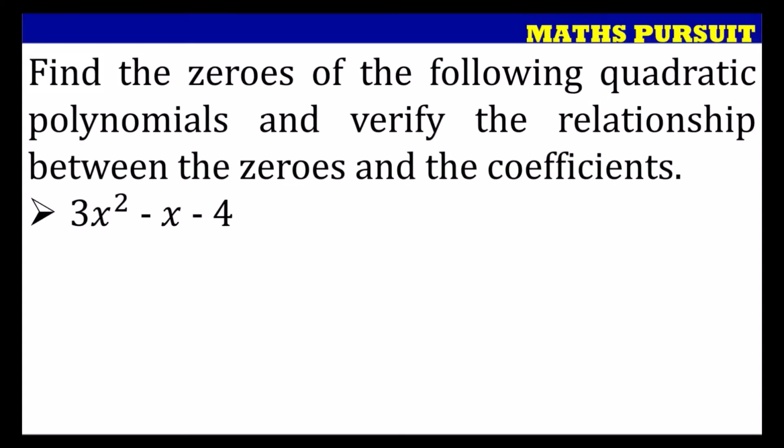The given question is: find the zeros of the following quadratic polynomials and verify the relationship between the zeros and the coefficients. The given quadratic equation is 3x^2 - x - 4. So guys, they have given this quadratic equation 3x^2 - x - 4, and we need to verify the relationship between the zeros and the coefficients after finding out the zeros for this particular given quadratic polynomial. So guys, let's see how we can solve this question.